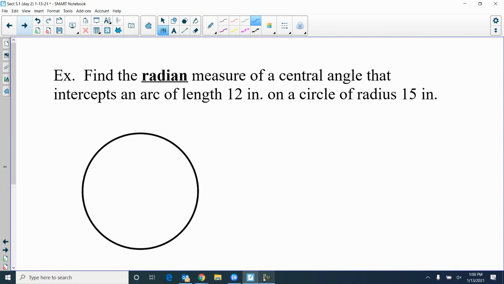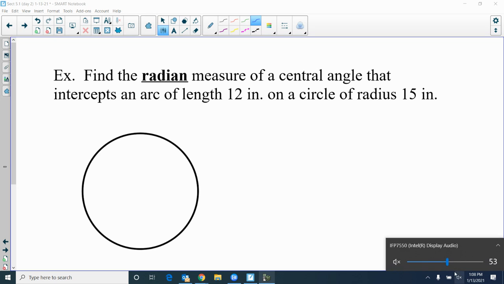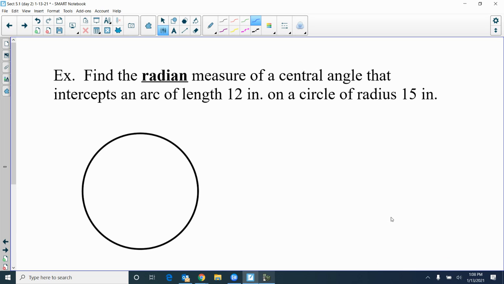All right, let's take a look at a couple cases here. Find the radian measure of a central angle that intercepts an arc of length 12 on a circle of radius 15. You need to draw it out, it helps me to have a visual picture of what I'm looking at.